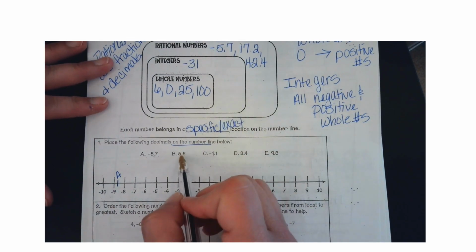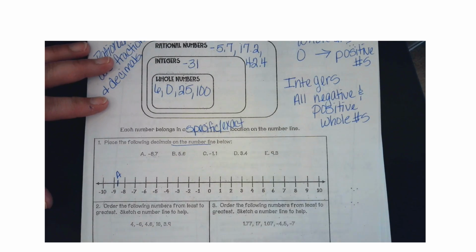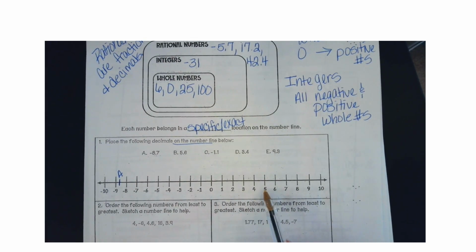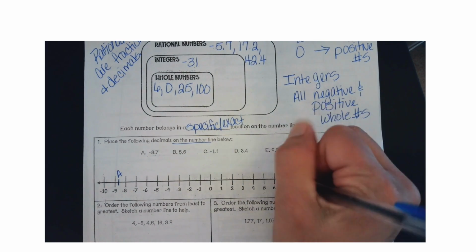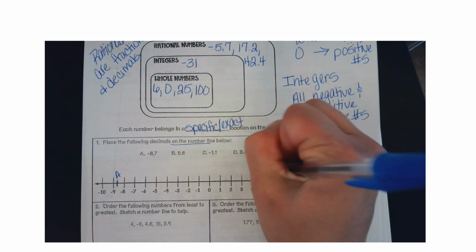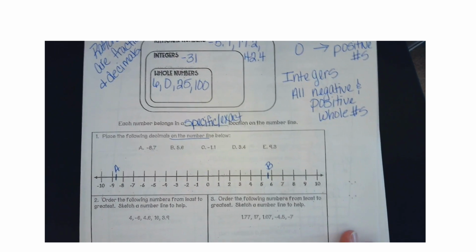All right, now we've got 5.6. Where's that going to be? Good. Closer to the 6 in the positives. So here I have 5. You said closer to the 6. So I'm going to say somewhere around right there and put my B.